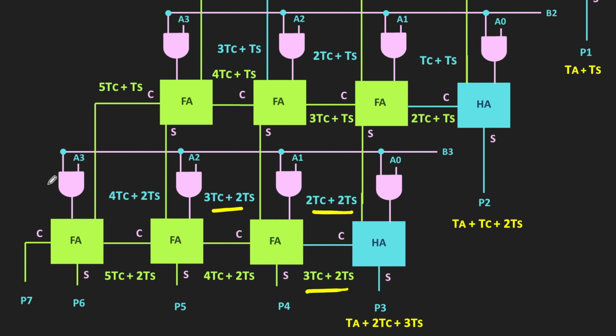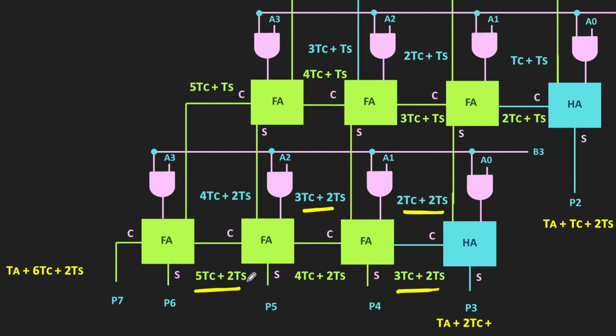And now, if we see this last full adder, one of the inputs is available after the delay of 5TC plus TS, while the second input is available after the delay of 5TC plus 2TS. That means this last full adder cannot generate the valid carry output unless the valid carry in input is available. Or in other words, it needs to wait up to this time. Once that is available, it can generate the valid carry output after the additional delay of the TC. Therefore, it will generate the valid carry output after the delay of 6TC plus 2TS.